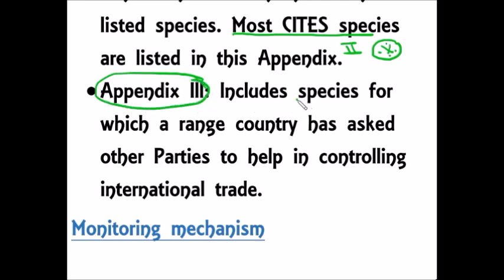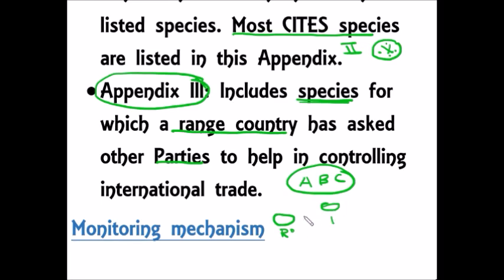In this, species are included if a range country has asked other parties to control the international trade. For example, say ABC are the species included in Appendix 3, then one country or one party can ask the other member countries of CITES to control the international trade of ABC.